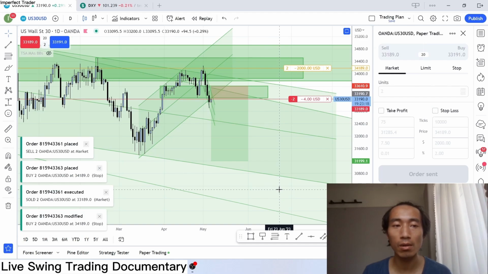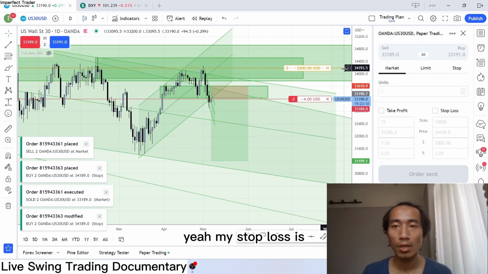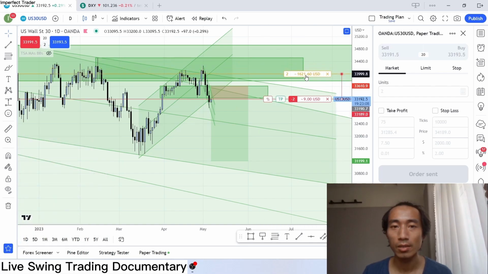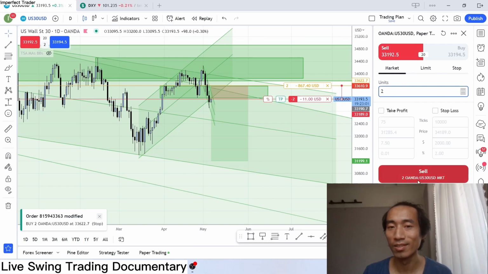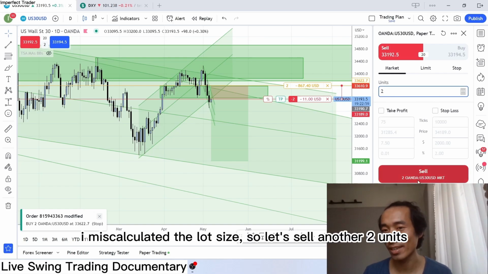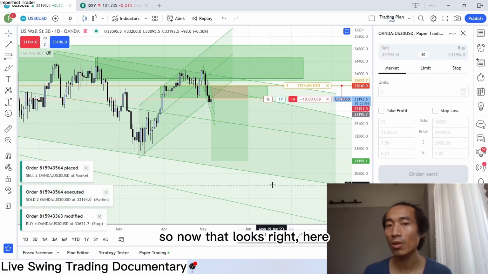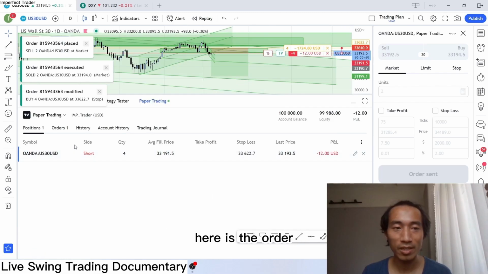Right? I think something is wrong. Yeah, my stop loss is right here, so that is something wrong. I miscalculated the lot size. So let's sell another two units. So now let's look right here. Here is our order.